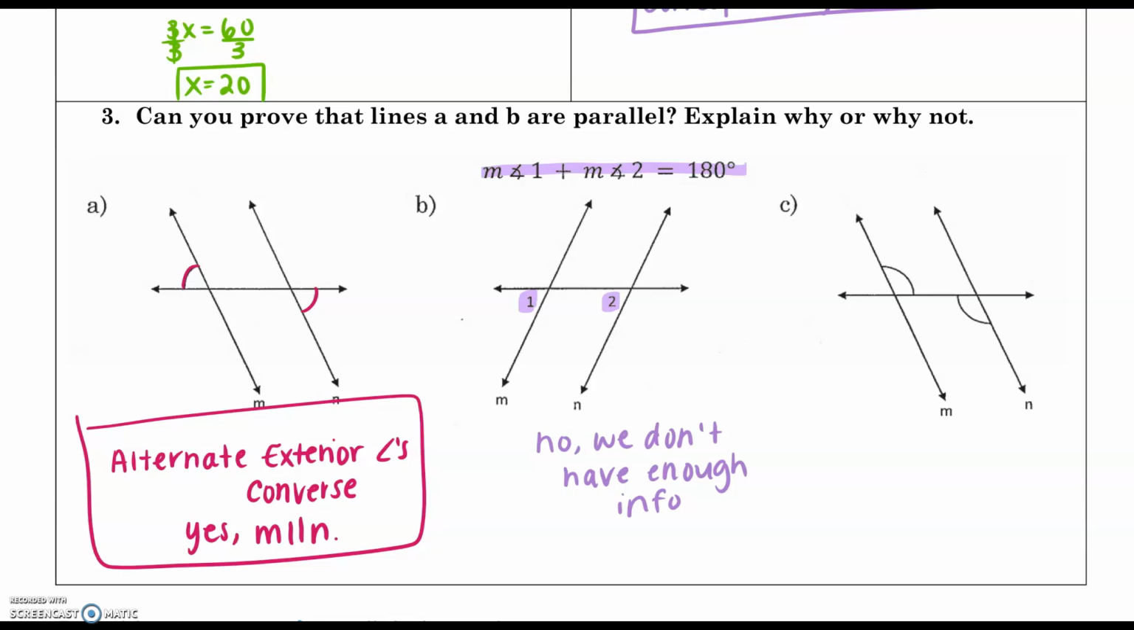The last one here, we have two angles that are marked congruent. These two angles are alternate interior angles. And we know that alternate interior angles must be congruent for our lines to be parallel. In this case, they are. So we can say, yes, M is parallel to N because of the alternate interior angles converse.